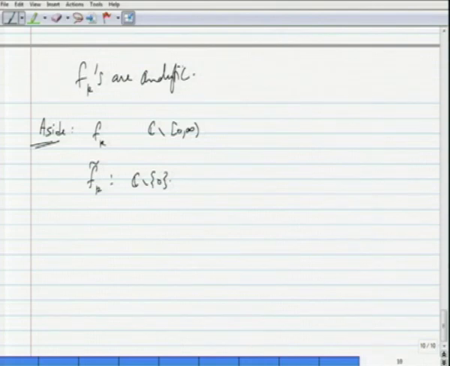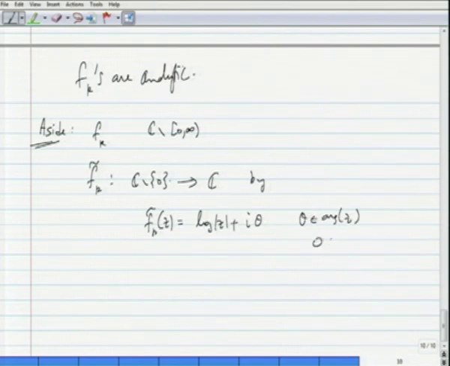Define f_k tilde from C minus 0 to C by f_k tilde of z equal to log mod z plus i times theta, where theta belongs to the argument of z, with 2k pi less than or equal to theta less than (2k plus 1) pi.